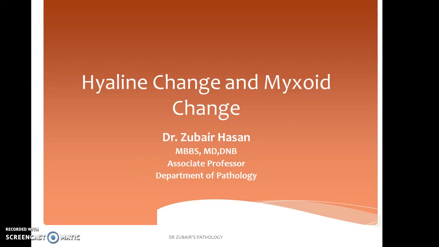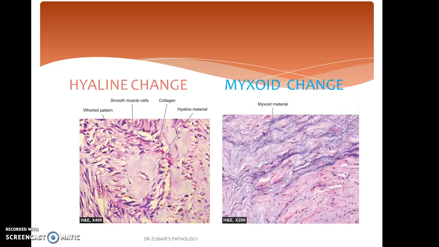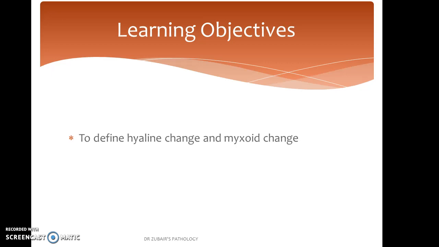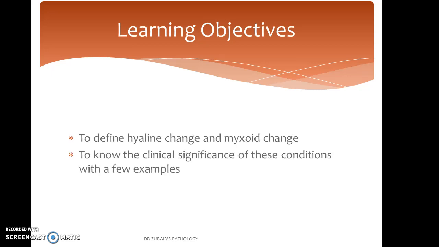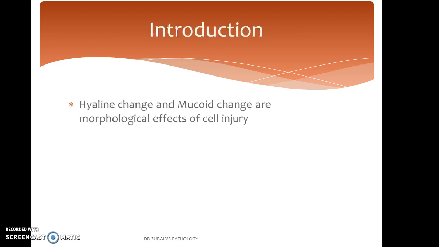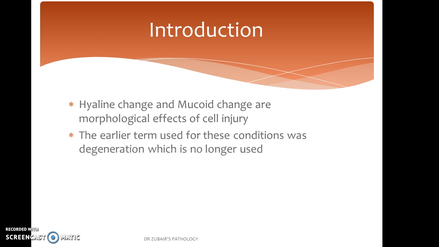In today's video, we'll be discussing hyaline change and myxoid change. Our learning objectives: to define hyaline change and myxoid change, and to know the clinical significance of these conditions with a few examples. Hyaline change and mucoid change or myxoid change are morphological effects of cell injury. The earlier term used for these conditions was degeneration, which is no longer used.